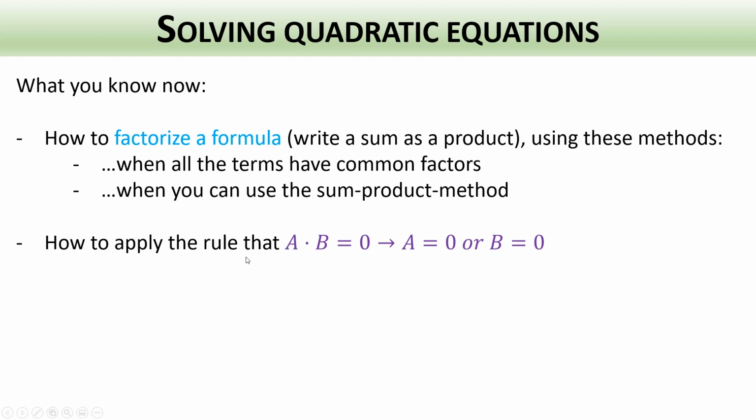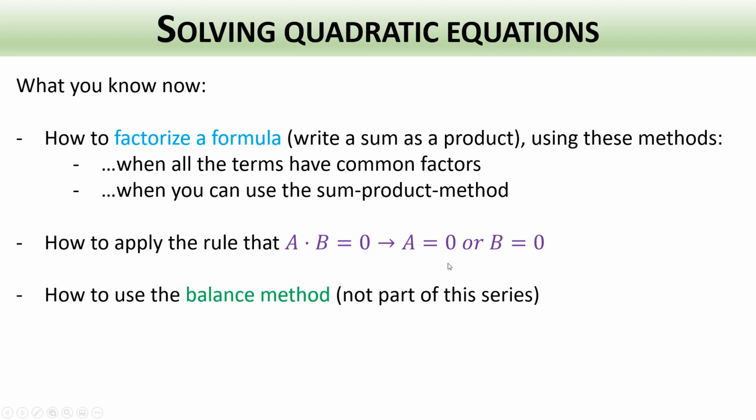The second thing you've learned is the principle that if a product equals 0, then at least one of its factors equals 0. And finally, I assume you know how the balance method works. That's not part of this series, but it's basically just the idea that we can modify an equation as long as we do precisely the same on both sides. And this is how we solve linear equations.